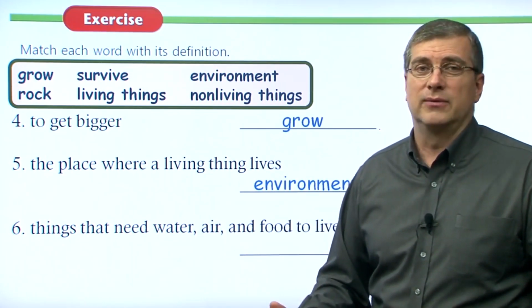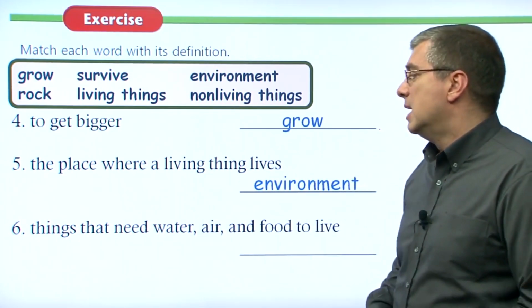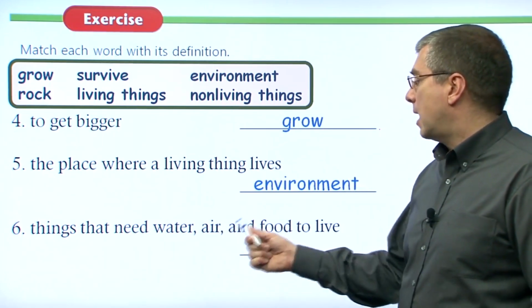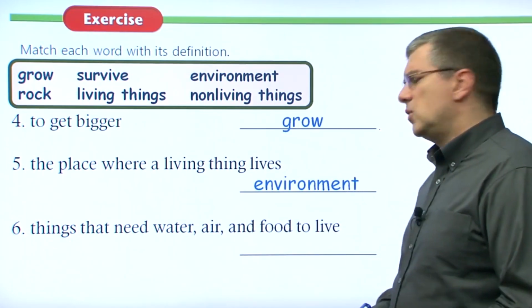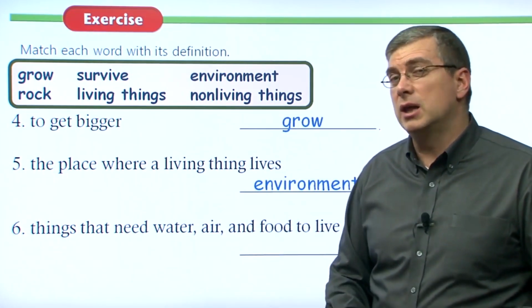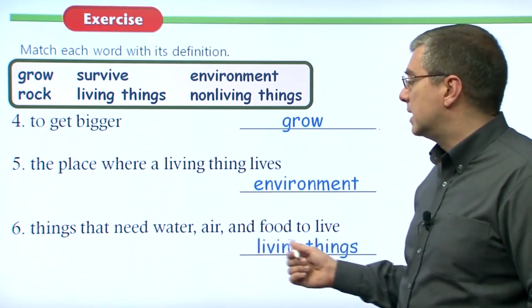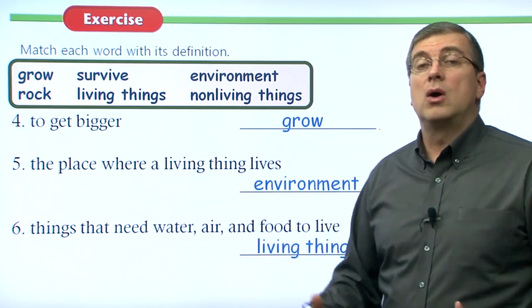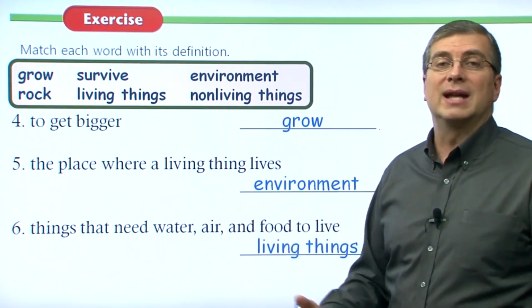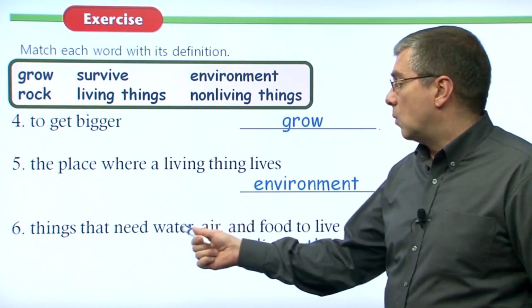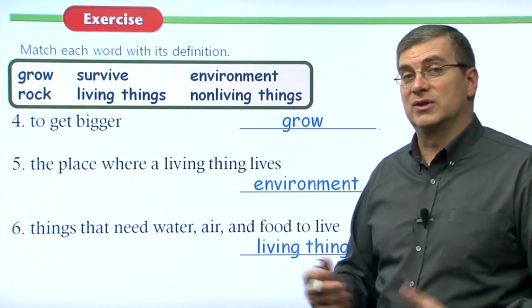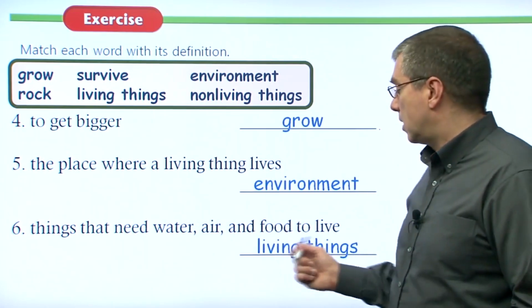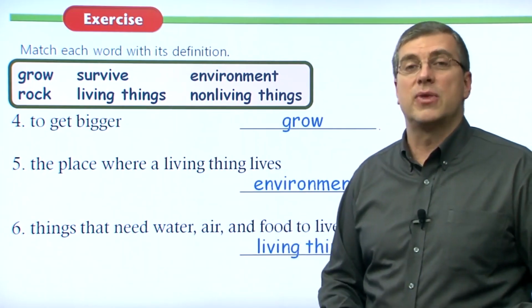They won't survive. Okay, number six, things that need water, air, and food to live. Things that need water, air, and food to live. That's the opposite of non-living things, right? That would be living things. And we are all living things. All animals and plants, those are living things. We need water, air, and food to continue to live, to survive. We are living things. Those things are living things.